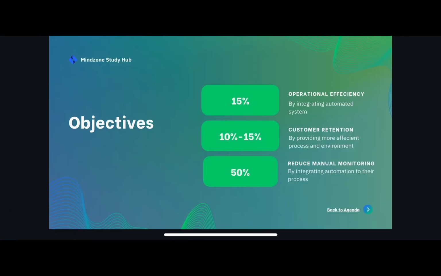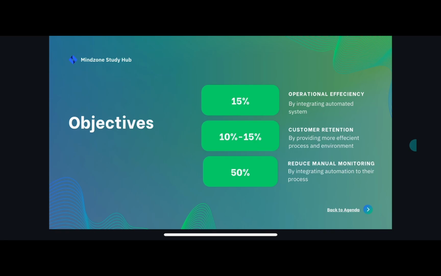So for all of these proposed systems and projects that we have for the business, we have these objectives or goals for them. First, the operational efficiency, for it to increase by at least 15% by integrating an automated system. For customer retention, we are targeting a 10 to 15% increase by providing a more efficient process and environment. And of course, reducing the manual monitoring by 50% by integrating automation into their process.